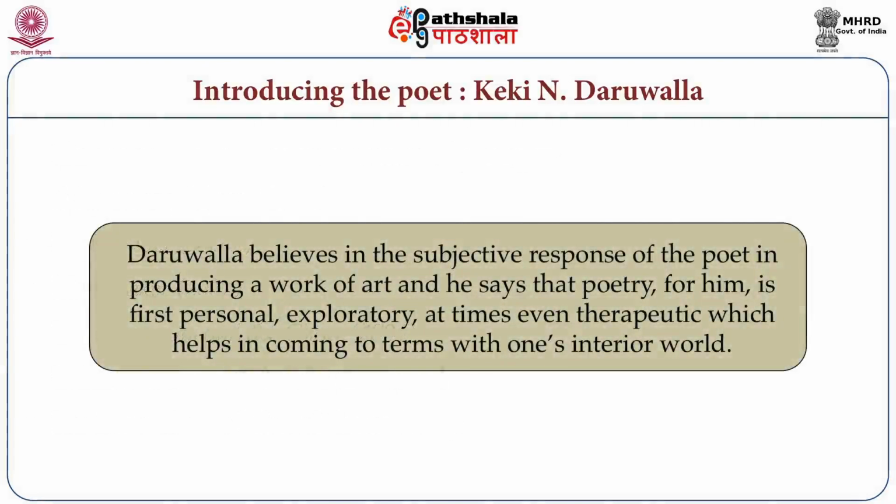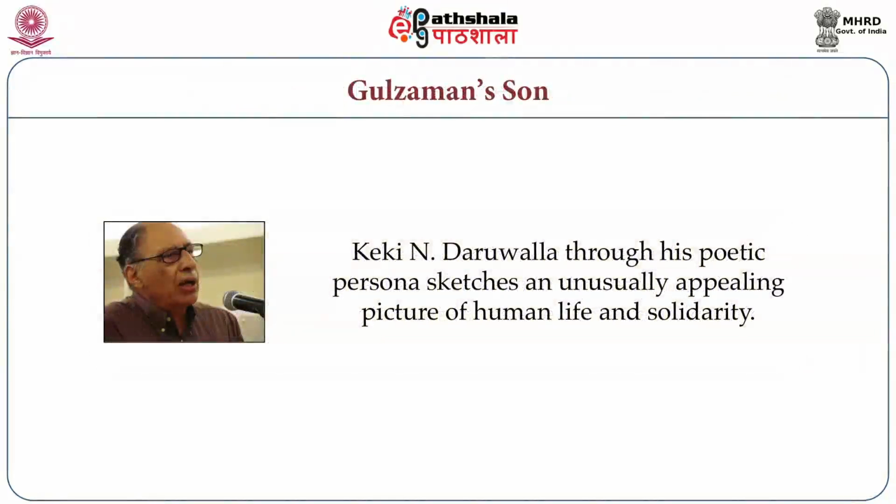Daruwalla believes in a subjective response of the poet in producing a work of art, and he says that poetry for him is first personal, exploratory, and at times even therapeutic, and helps to come to terms with one's interior world. The poem called Gulzaman Sun has Daruwalla, through his poetic persona, sketching an unusually appealing picture of human life and solidarity. Unusual because most of his poems are not expressive of a solidarity or belief in humankind.